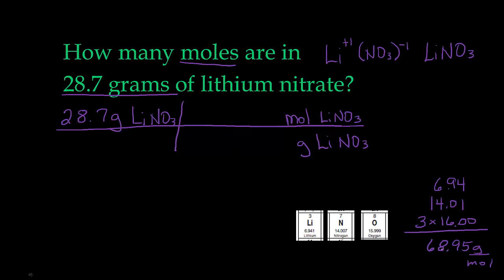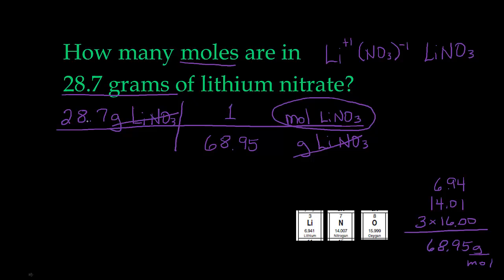So now I just need to know, do I put this number on top or on bottom? If it is grams per 1 mole, it is going to go on bottom next to the grams. So 68.95 grams per 1 mole. Now we are going to take away our grams of lithium nitrate, because if you've got one on top and one on bottom, they go away. You are left with moles of lithium nitrate, which is what you want to be left with.